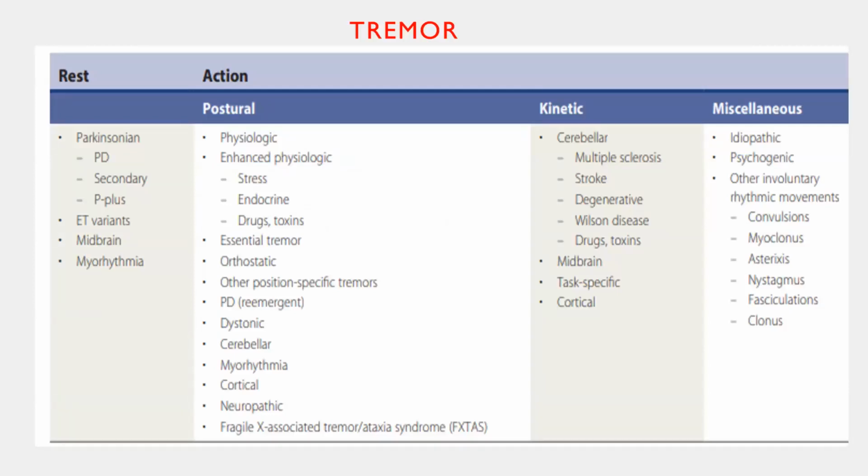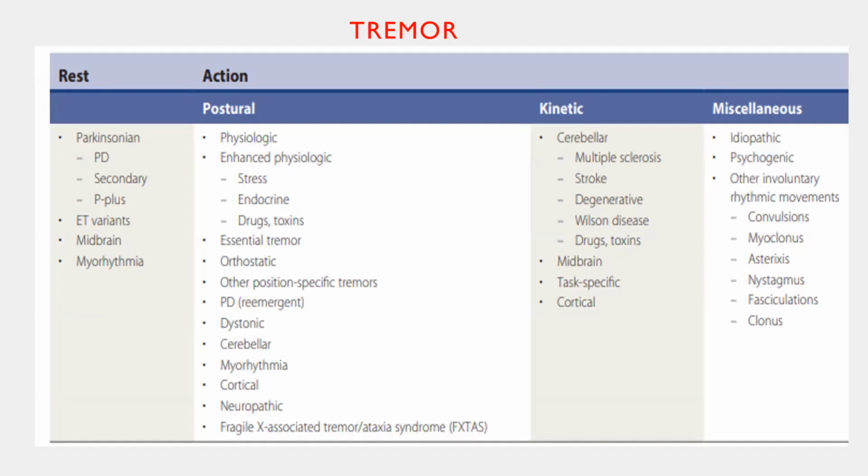Say, for example, if a patient is having rest tremor, most commonly it is Parkinsonian tremor. In essential tremor, we see rest tremor in the later stage or end stage. And midbrain, that is Holmes tremor, will also have rest tremor. Myorhythmia is also present at rest. So if a patient is having only rest tremor, you can see it in Parkinson's, midbrain, rubral tumors, or myorhythmias.